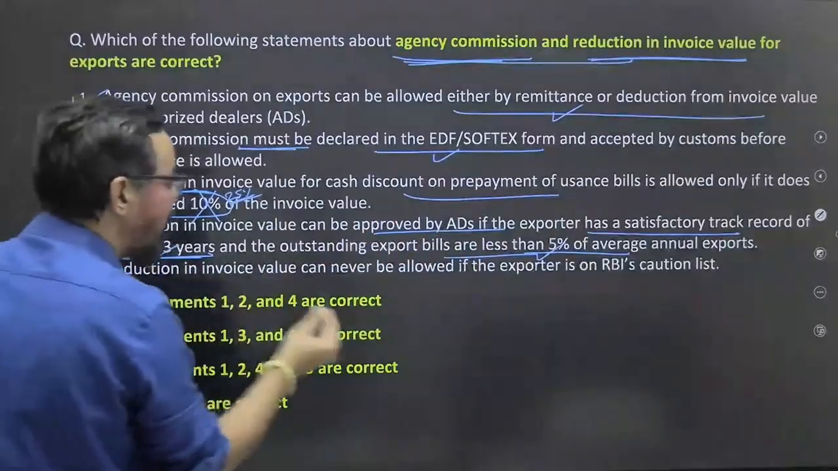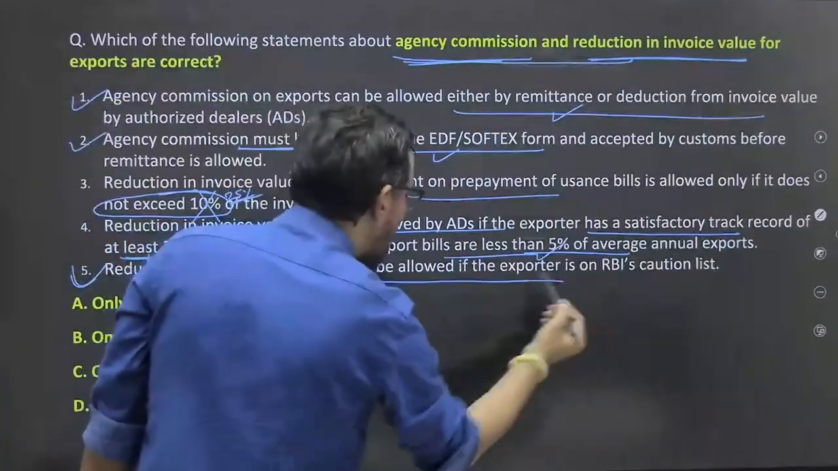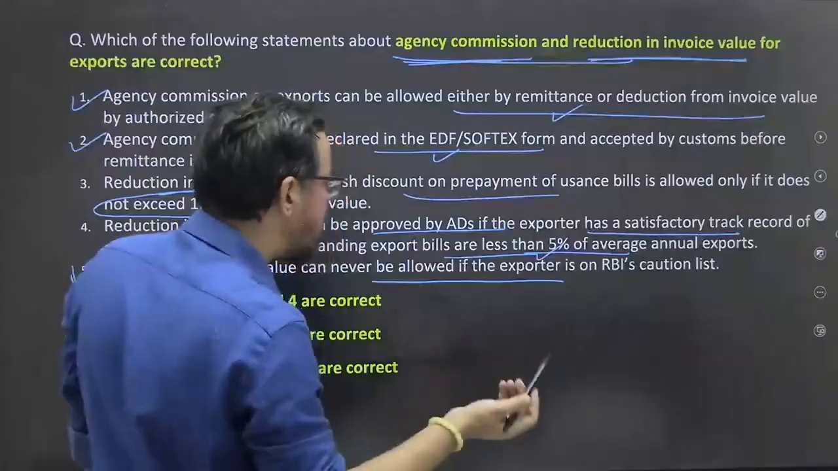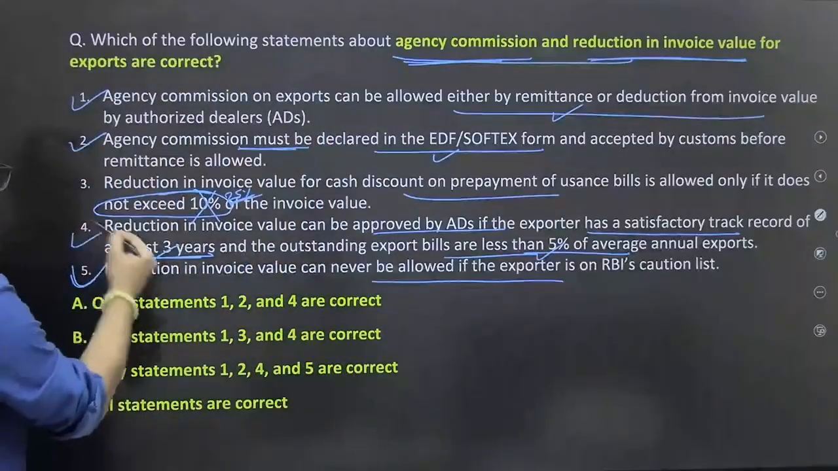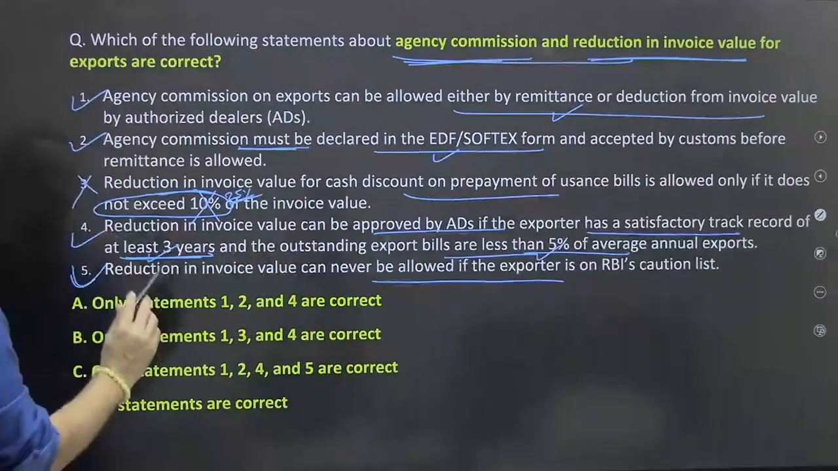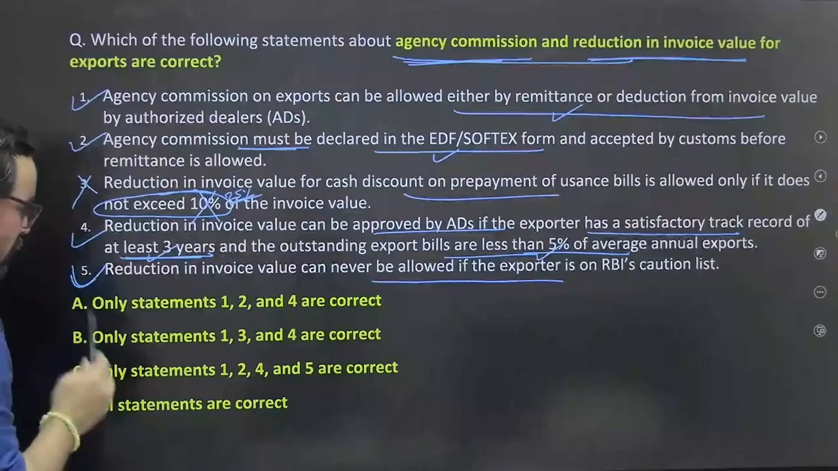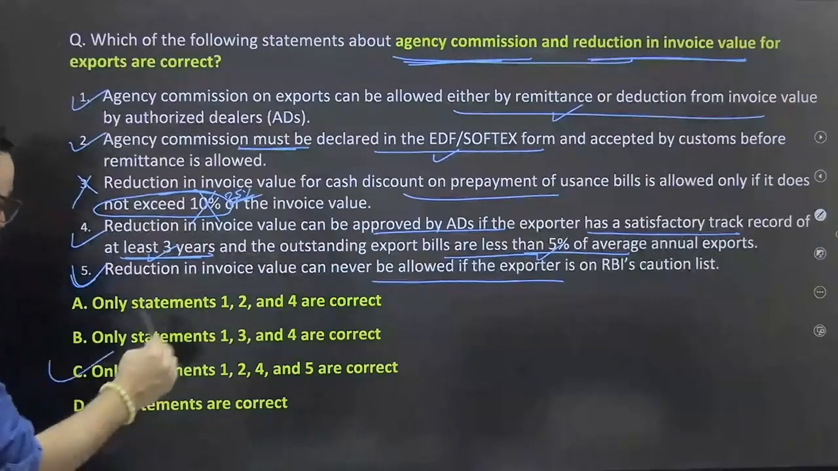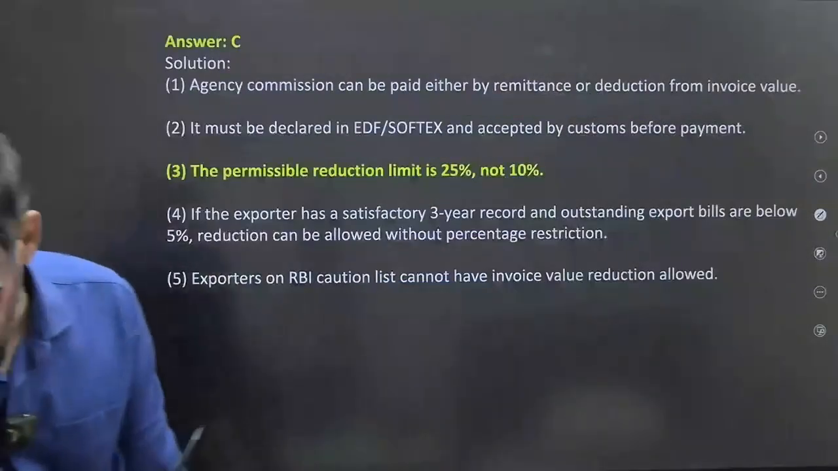Reduction in invoice value can never be allowed if the exporter is in the caution list. This is also correct. The only incorrect statement is the third. So 1, 2, 4, 5 means option C should be the right answer for this particular one.